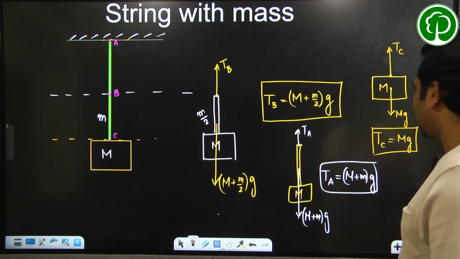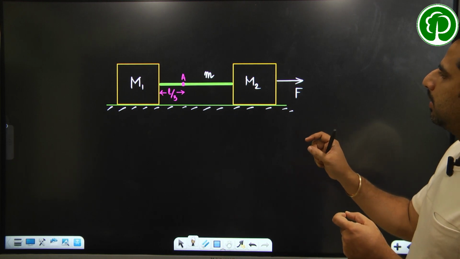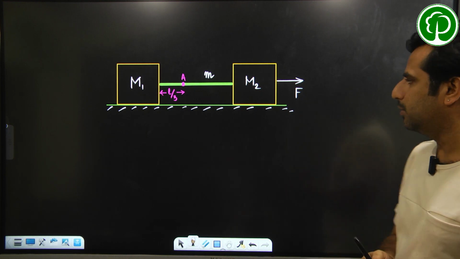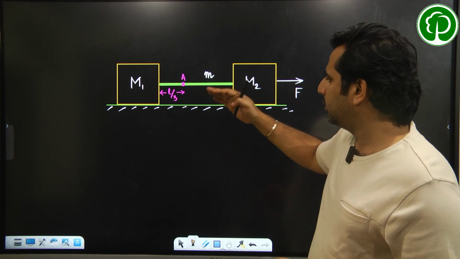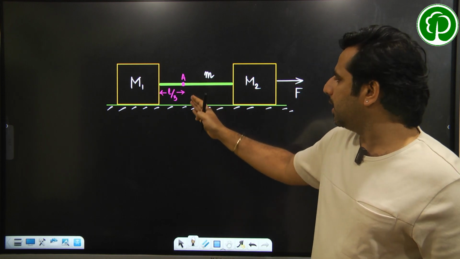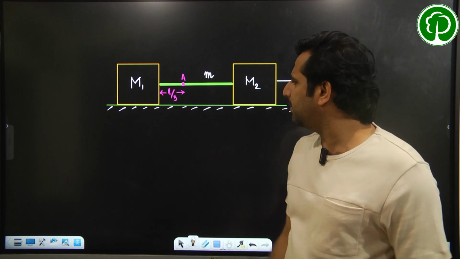Now let us take another example. Say two blocks connected with a rope of mass small m, and a force F is applied on M2, and the system is placed on a smooth horizontal floor. I have to find tension at point A. A is at a distance L by 3 from M1. We'll apply the same logic.